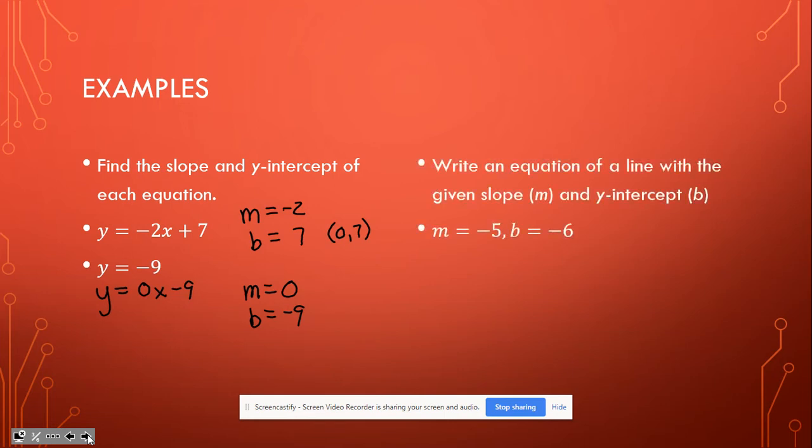Here's another example. Write an equation of a line with the given slope m and the y-intercept b. Pause the video at this point to give yourself a chance to try it on your own. So again, the slope-intercept form is y equals mx plus b. The -5 goes in the m spot. The -6 goes in the b spot. We end up with y equals -5x minus 6.